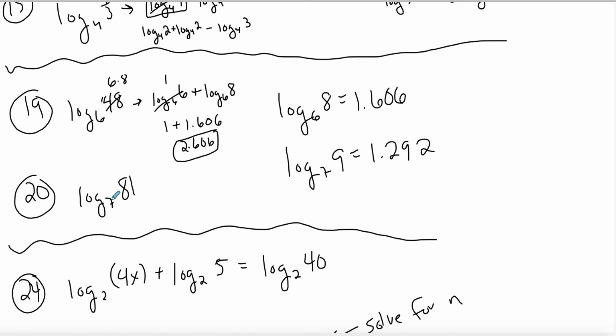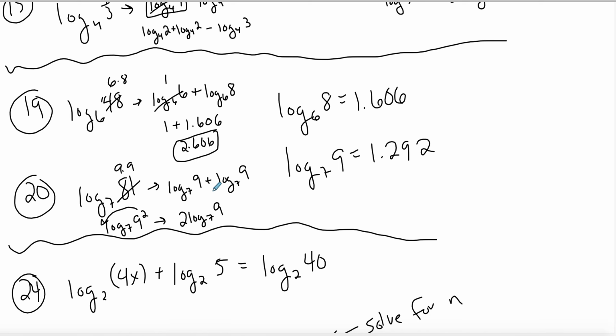Okay, this one should be pretty obvious. 81, 9 times 9. So this will separate to log base 7 of 9 plus log base 7 of 9. And you're just going to have that twice. Another way you could have done this, log base 7 of 9 squared, right? So then I would use my other property where the square comes in front. So it would be 2 log base 7 of 9, which is 2 times that. Either way, they're going to do the same thing.